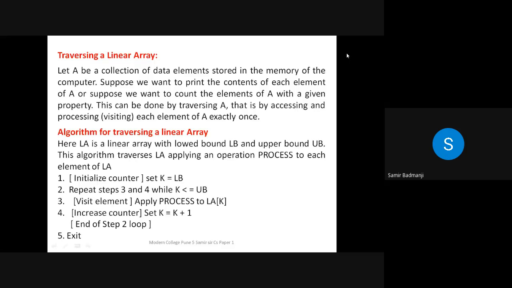So see the algorithm. Set K is equal to LB. LB is what? Lower bound. Now imagine that the array size is 10. So the first element is 0, the last element is 9. So we are initializing the variable K to 0 and repeating steps 3 and 4 while K is less than or equal to UB. Now UB means what? The upper bound. So for an array of this size, the lower bound is 0, the upper bound is 9.